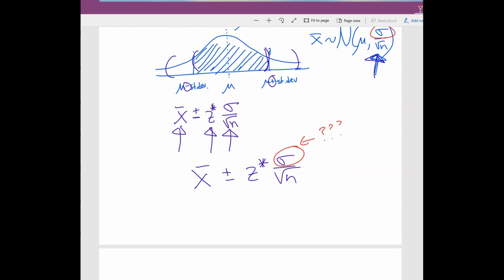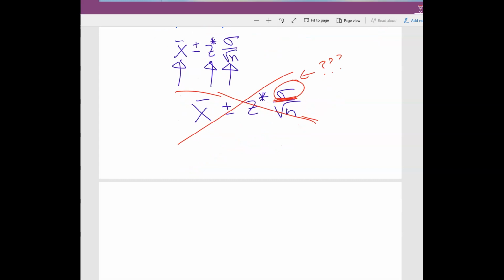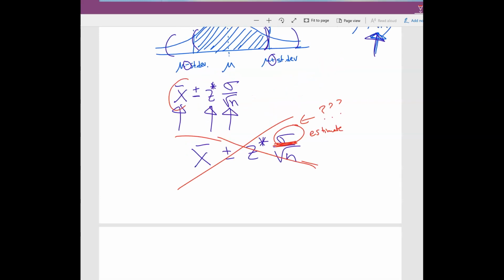And in many books, this formula is used, but this formula in this class is useless. It's not useful for us, and it's not useful at all in real life because we don't know what this guy is. But what we can do is try to estimate this guy. This sigma right here, let's estimate it. Just like we estimated mu with x bar, we can estimate this sigma.